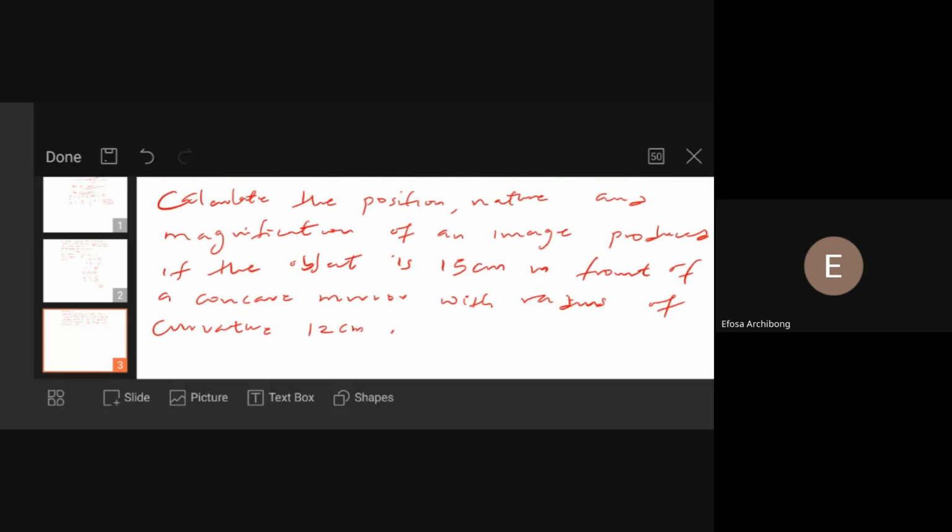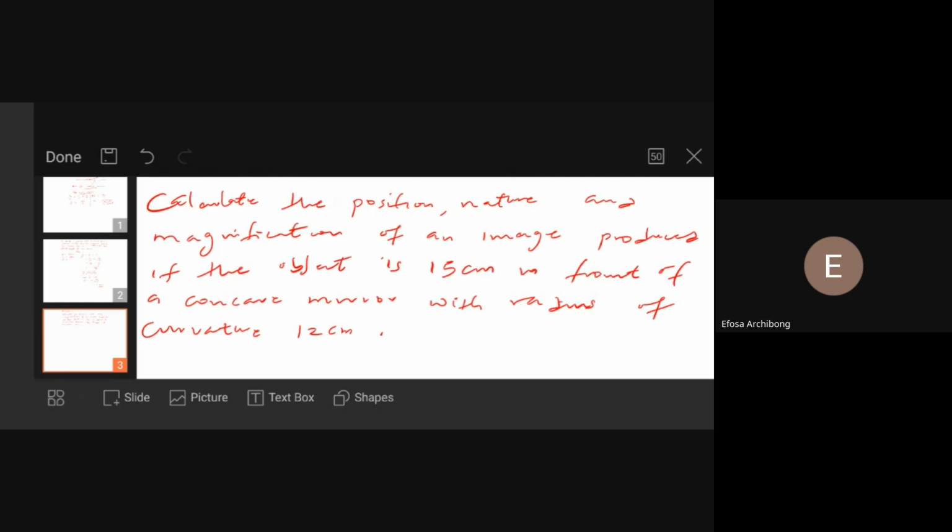So the question says that we should calculate the position, the nature, and magnification of an image produced if the object is 15 cm in front of a concave mirror with radius of curvature 12 cm. So when they say position, they want to know at what distance that image will be formed. That is what they mean by position.